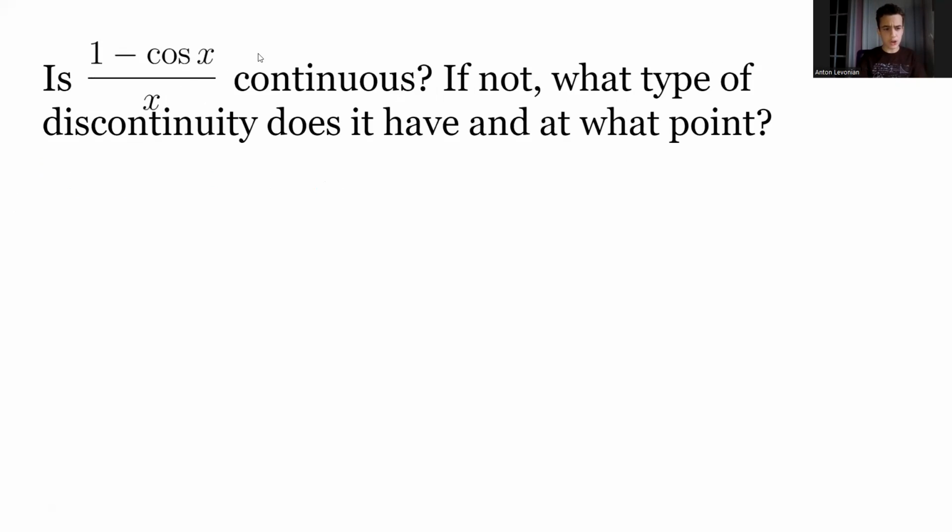So suppose we have this function, f of x equals 1 minus cosine of x over x. And the question is, is this continuous for all real numbers? And if not, what type of discontinuity does it have and at what point? So I will give you about 2 minutes, or however much time you want, maybe 2 to 5 minutes, to solve this problem. And when you're done, maybe you can write to me in the chat what your solution is. Okay.